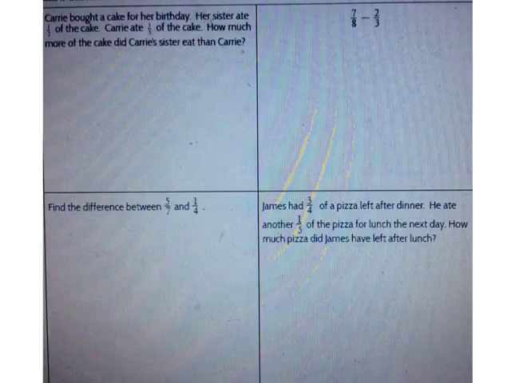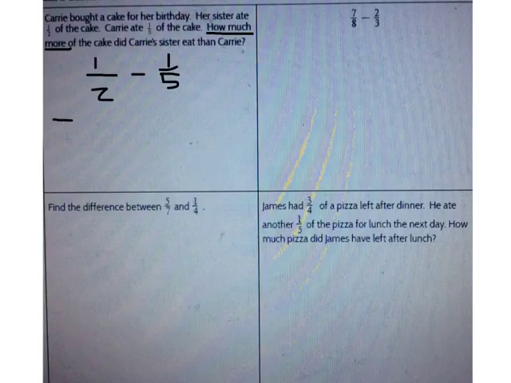What operation do I need to use to solve this problem? I need to subtract. I'm finding a difference. I'm comparing. How much more? So I'm going to subtract 1/2 minus 1/5. Can I subtract those fractions like they are? No, I can't. They don't have the same denominator.